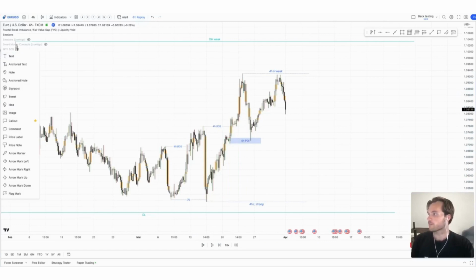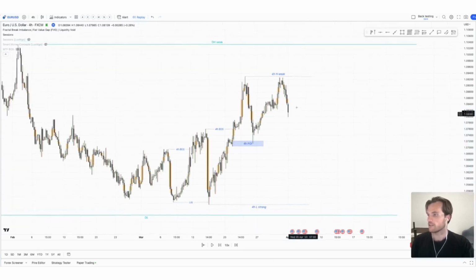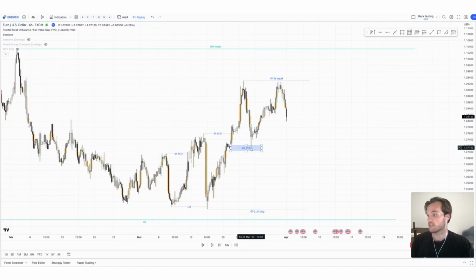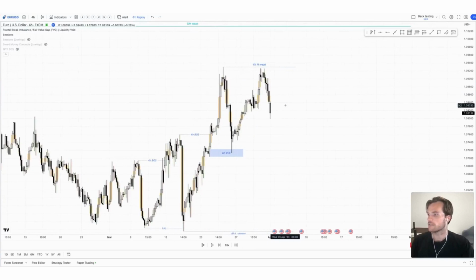Anything's possible, obviously. We know that, it could come deeper, and that's still valid as long as it doesn't break this. If we break this, then we'll have some new analysis, but we're very far away from that, so I'll just delete that. We're expecting it to break this high realistically. So it looks like we rejected from the highs up here, and we're coming back down.